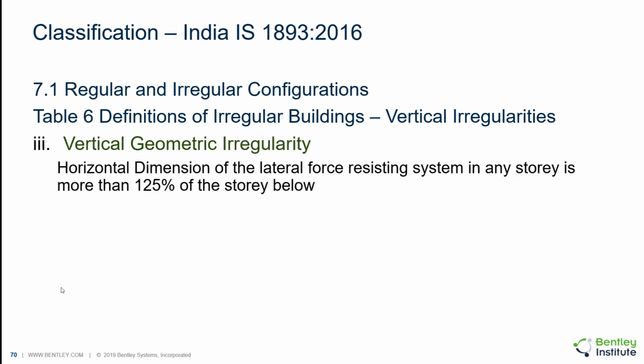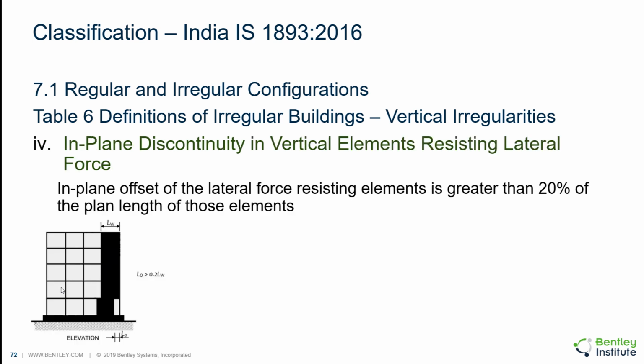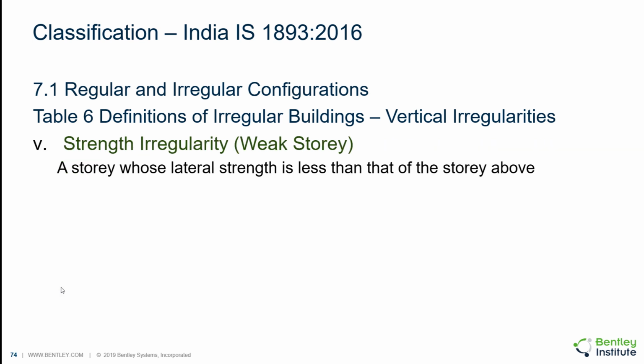Number 3 is vertical geometric irregularity. It is similar to ASCE 7, but with a limit of 125% instead of 130%, and only requires the comparison to the story below. Vertical irregularity number 4 is in-plan discontinuity. Similar to ASCE 7, except ASCE 7 classifies any offset that creates overturning as irregular. Number 5 is weak story. Similar to ASCE 7 vertical type 5A, but differs in that it classifies a story as a weak story if its strength is less than that of the story above, whereas ASCE 7 allows the strength to be 80% of that of the story above.